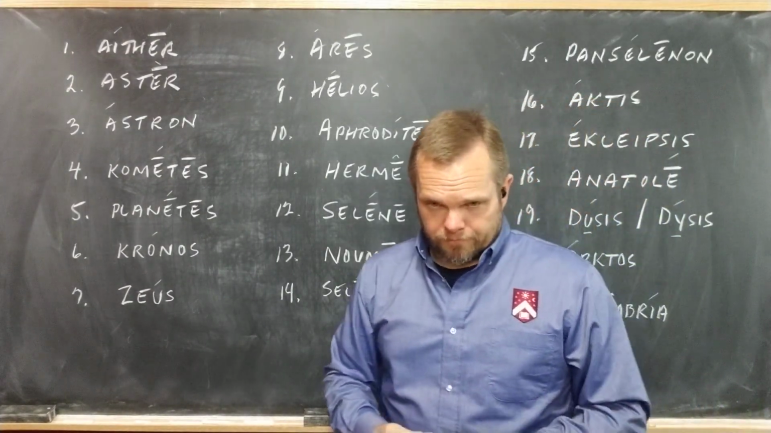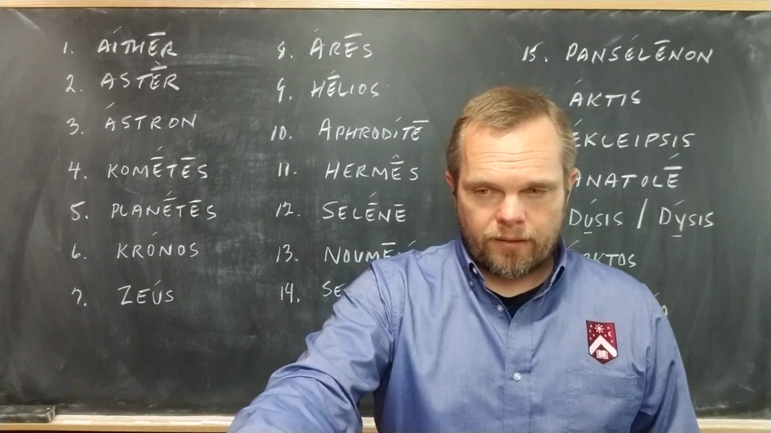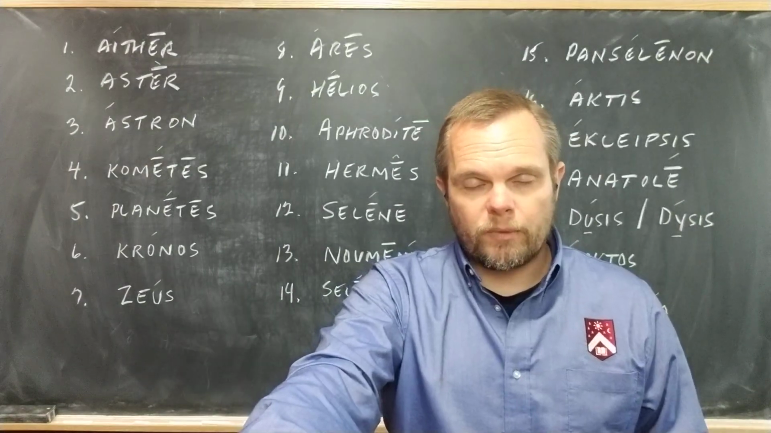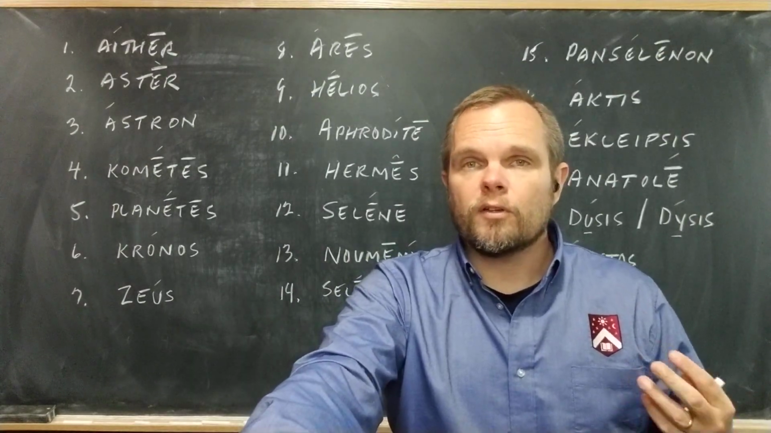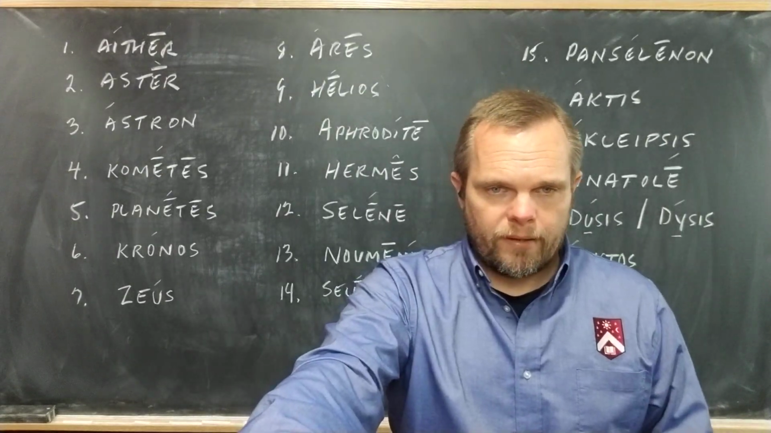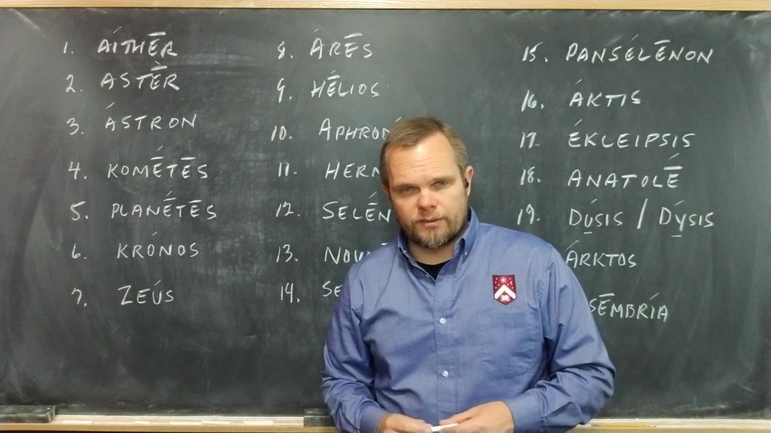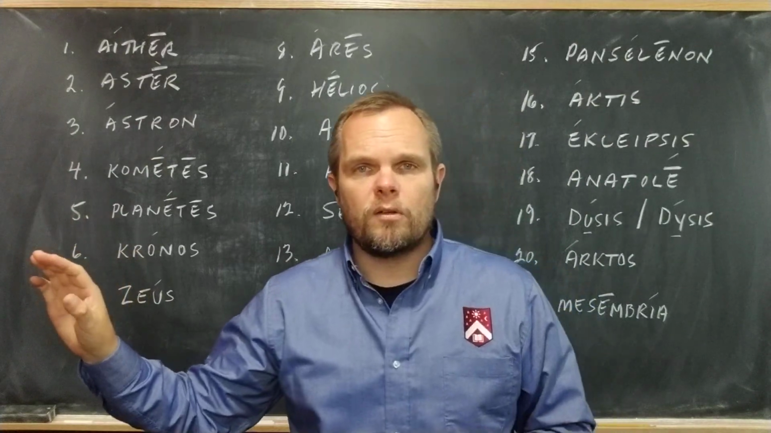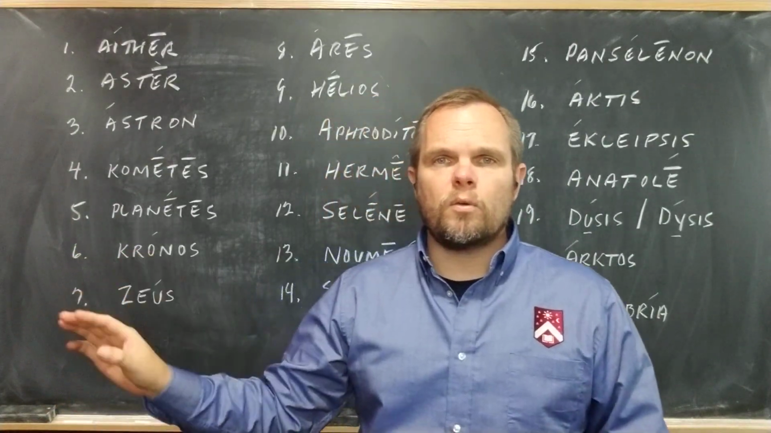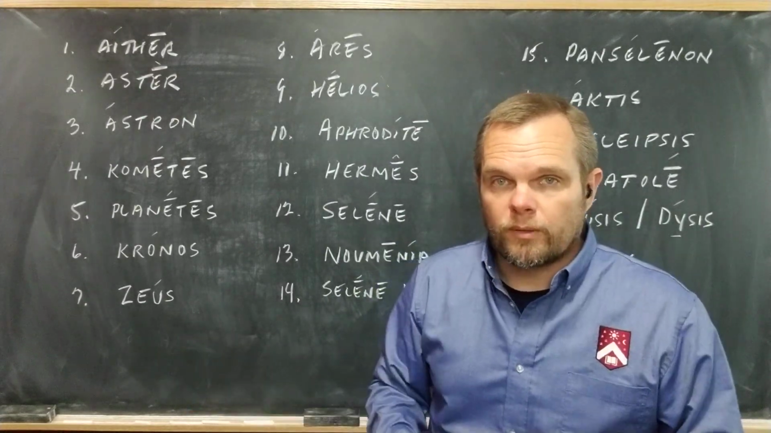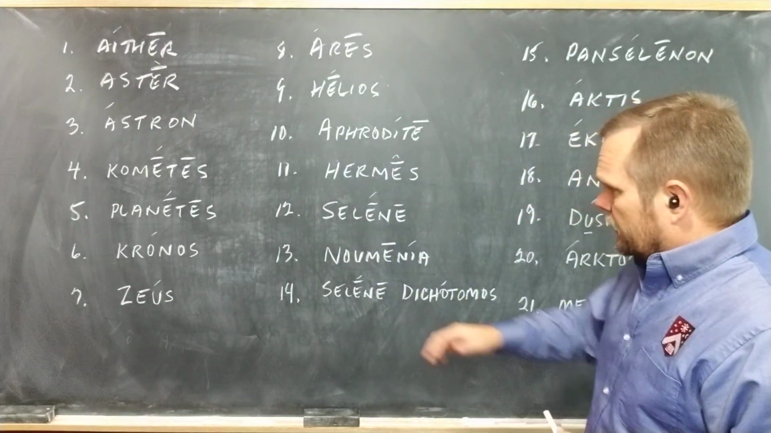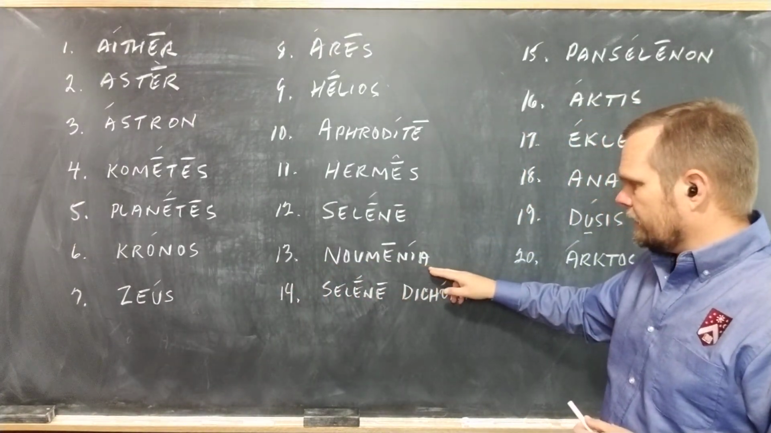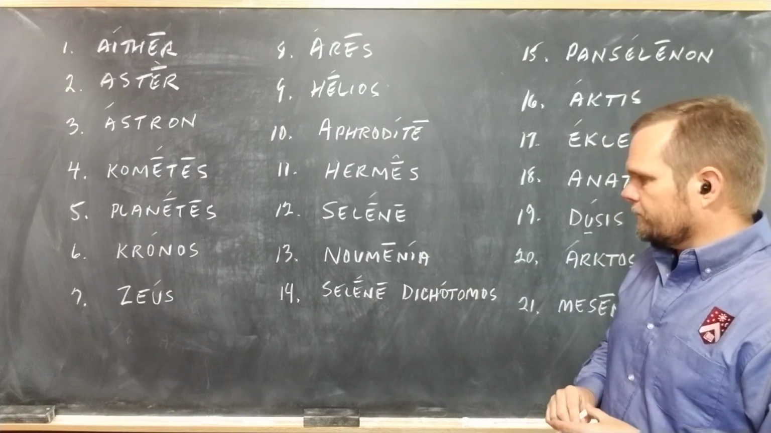Next, number 13. At the beginning of the month, if you look out in the sky at night, you won't see the moon. The moon is not lit up, and we call that phase of the moon the new moon. This is number 13 on your list. In Latin, we call the new moon novi lunium. And it simply means the new moon. In Greek, number 13 here, noumenia. Noumenia is the Greek name for the new moon.